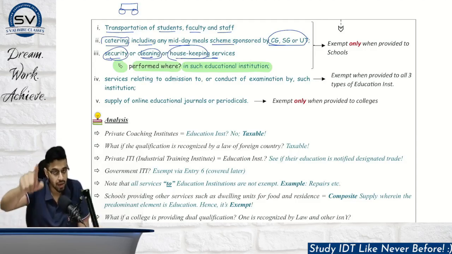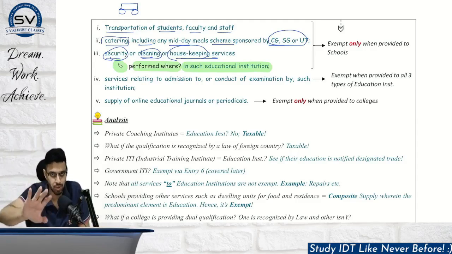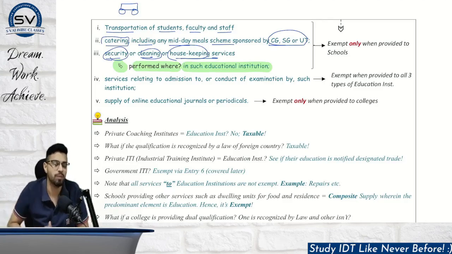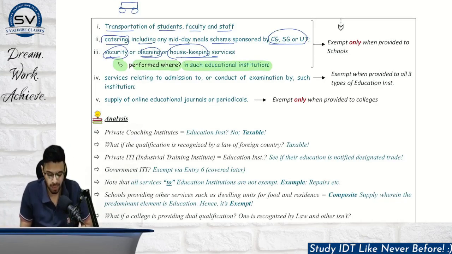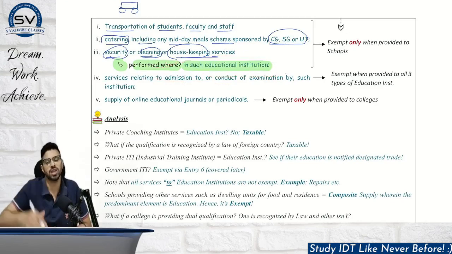Is Pragati Maidan a part of the educational institution? Answer is no. My school is different, the Pragati Maidan ground is different. So in this case, it will not be exempt. Why? Because the services are provided not in the educational institution. Clear? I hope this is clear.